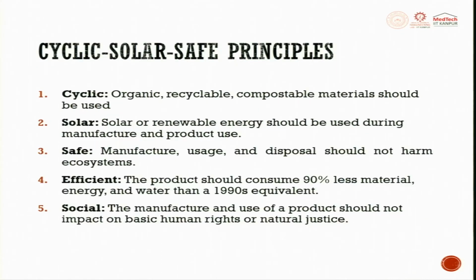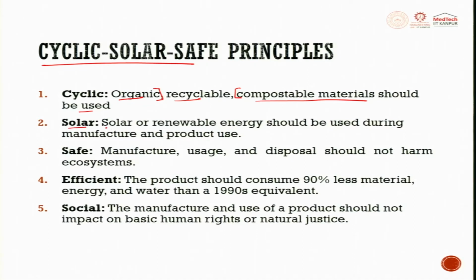There is something known as cyclic solar safe principles, CSS principles. Cyclic means organic, recyclable, compostable materials should be used. These are the general sustainability principles that we are talking about. Metals could be recycled, they are not organic, definitely those don't come under organic, but in hybrid materials this could be used. Compostable materials could also be used in the hybrid, in the composite metal manufacturing systems as well.